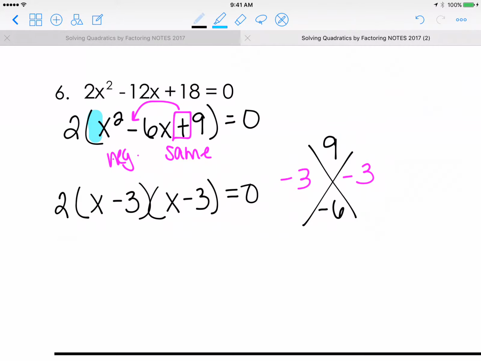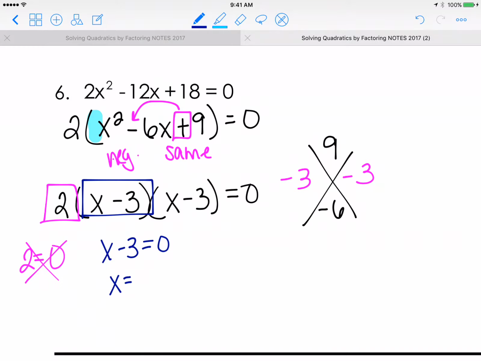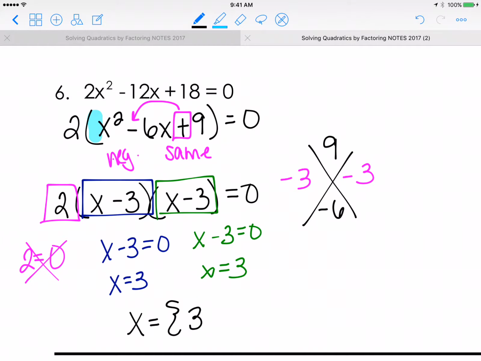Equals 0. So now, if I set this first term equal to 0, is that even possible? Can 2 equal 0? Never. Ever, ever, ever. So we're just going to throw that out because that doesn't even exist. And then we're going to set the second one equal to 0. So we get x is equal to 3. Well, now we've got to do the third one. What do you notice here? I'm hoping you're seeing that these are the same number. So we're just going to write this one time.